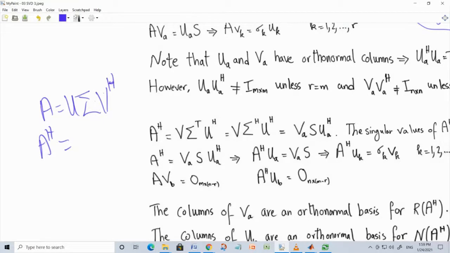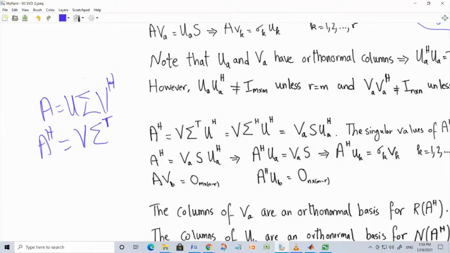We take the Hermitian of this side, so V Hermitian becomes V, and then sigma Hermitian. Well, sigma Hermitian is sigma transpose, right? Because when you do Hermitian, you make the rows columns, and if you have complex quantities, you take their complex conjugate.